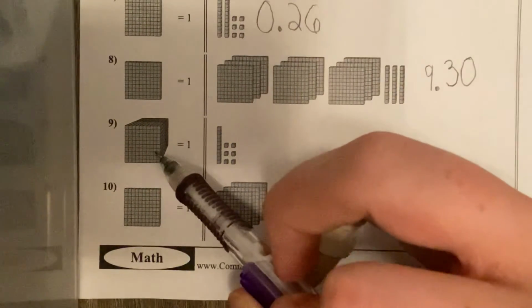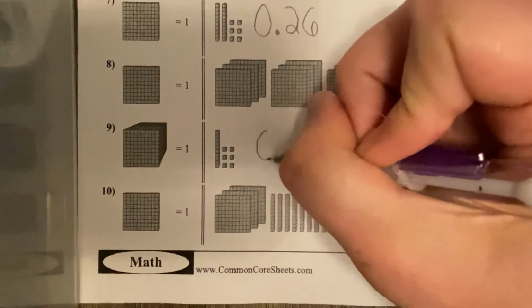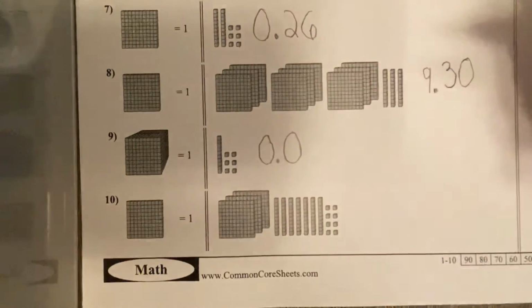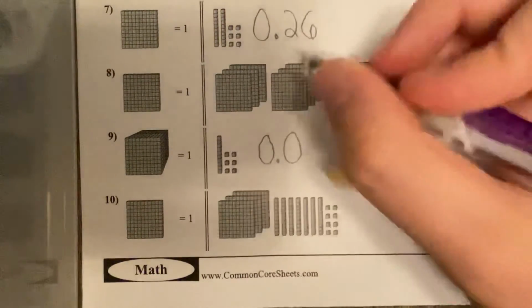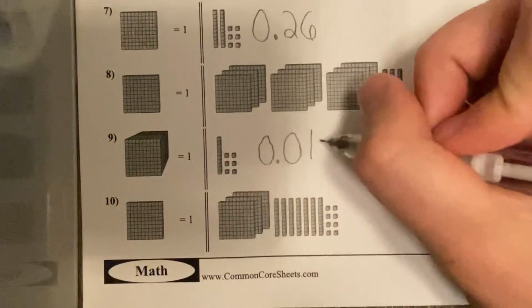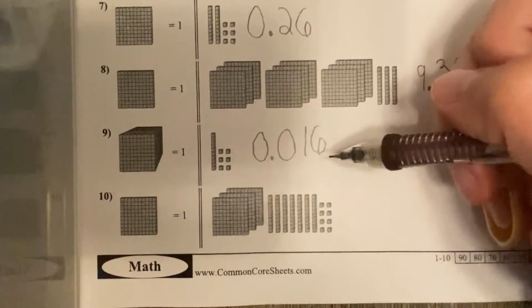This one, my cube is a whole. I have 0 cubes, and I also have 0 flats. So I'm going to put 0 for that too. I have 1 rod, and I have 1, 2, 3, 4, 5, 6 little units. So it's 0 and 16 thousandths.